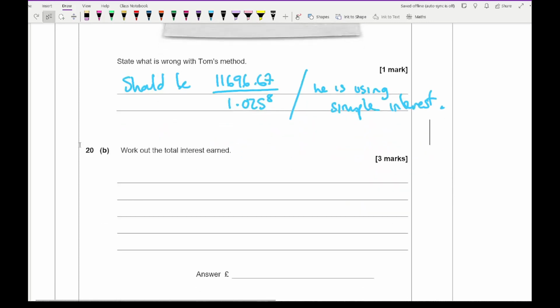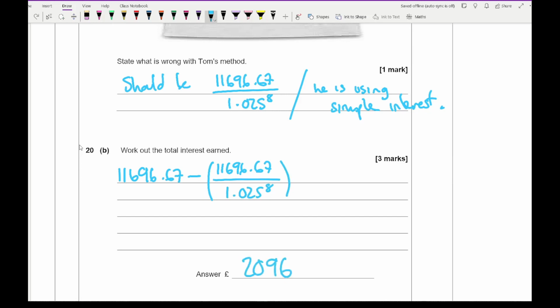Then for B, it says work out the total interest earned. So for this, what I need to do is look at the total amount, which is 11,696.67 pence. Take away from that the original amount, which is 11696.67 divided by 1.025 to the power of 8. And if I type that all into my calculator, I should have an answer of 2,096.67 pence.